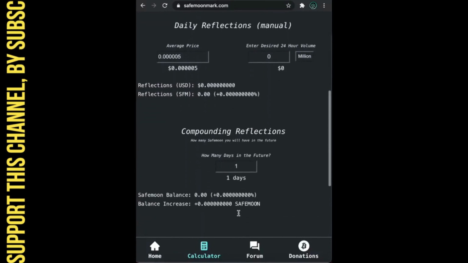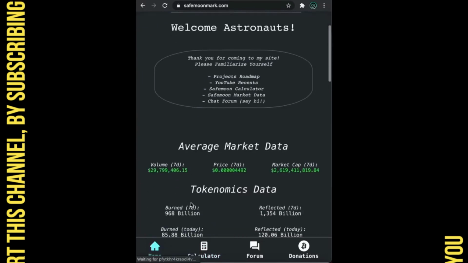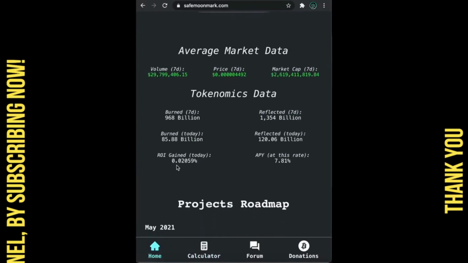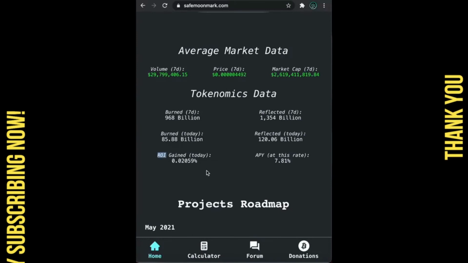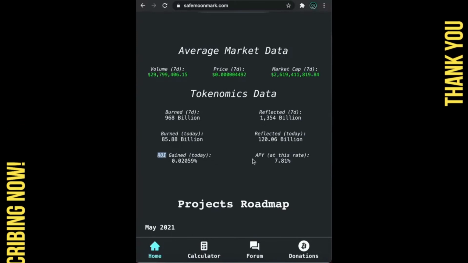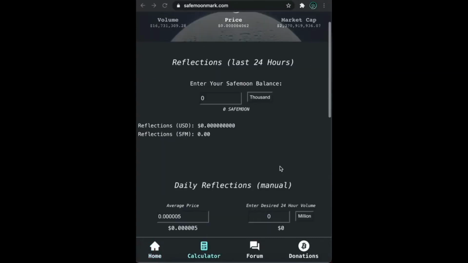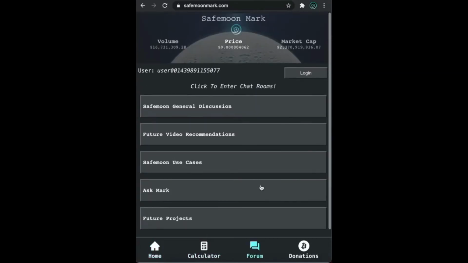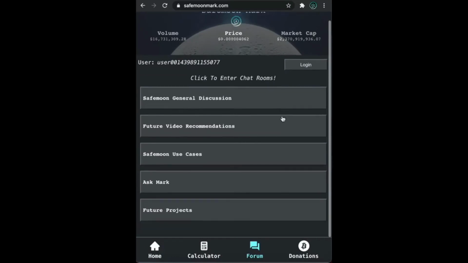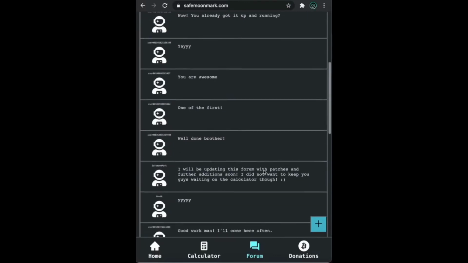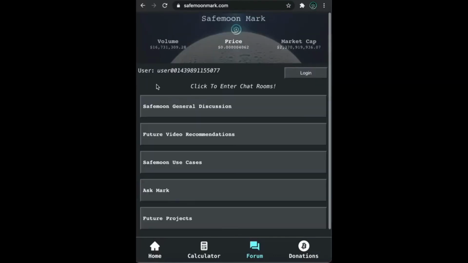Here's the current version of the website, if you haven't seen it already. The main page has some basic stats about Safemoon's market data, such as a 7-day average of burns and reflections, as well as the value, ROI, and annual percentage yield your bag has seen in the last 24 hours. There's also a chat forum, which I'll check daily. We can communicate together as a community, and you guys can let me know your thoughts and feelings about Safemoon, the projects we're working on, as well as any future projects you would want me to start up.